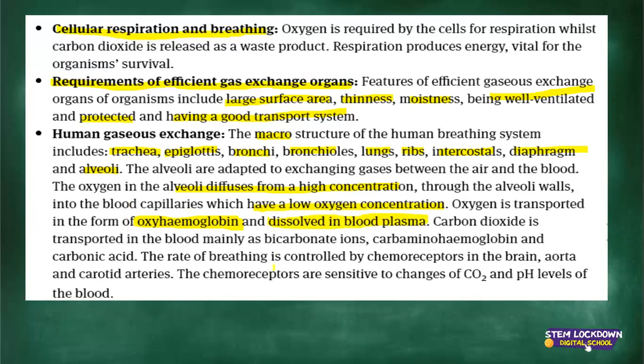But carbon dioxide is transported in three ways. It is mainly as bicarbonate ions. Secondly, by carbaminohemoglobin, whereby the carbon dioxide binds with the hemoglobin, and thirdly as carbonic acid. So these are the three ways in which carbon dioxide is transported in the body. The rate of breathing is controlled by chemoreceptors in the brain, aorta, and carotid arteries. The chemoreceptors are sensitive to changes of carbon dioxide and pH levels of blood.